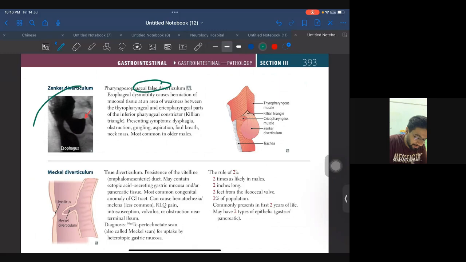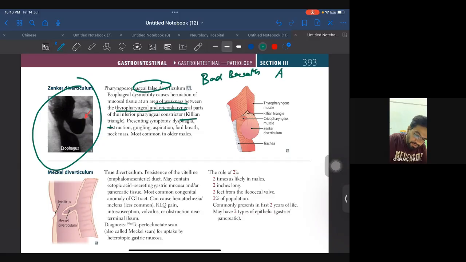Moving forward, Zenker diverticulum, again a false diverticulum. They will give you this image, easily identifiable. They won't ask you the area, Killian triangle, but the symptoms you need to figure out: bad breath, aspiration, dysphagia. Because of this you can see a neck mass also, and it is more common in older females.